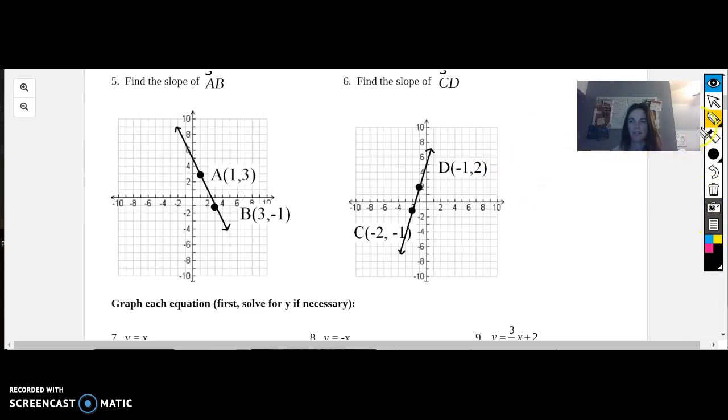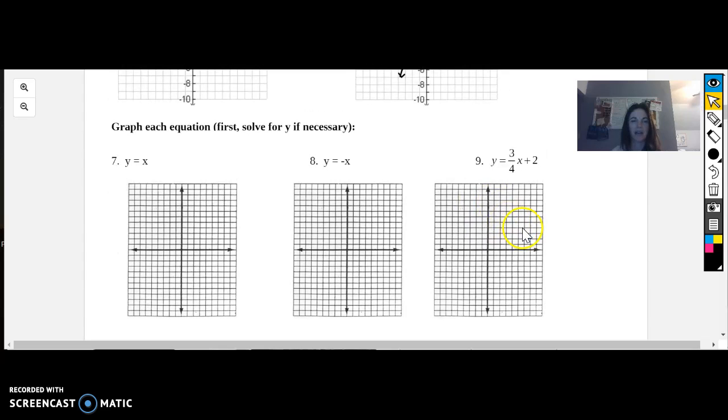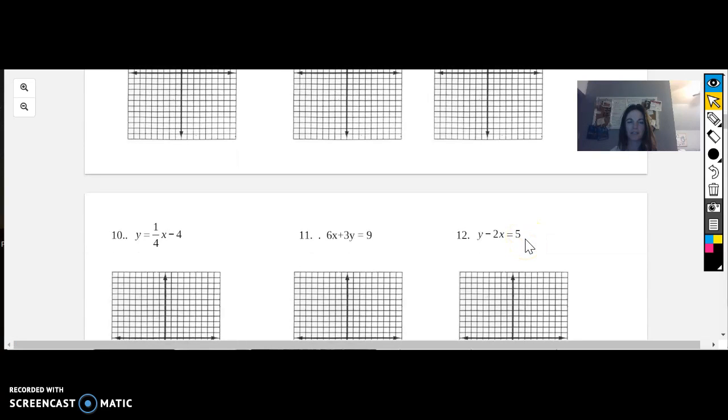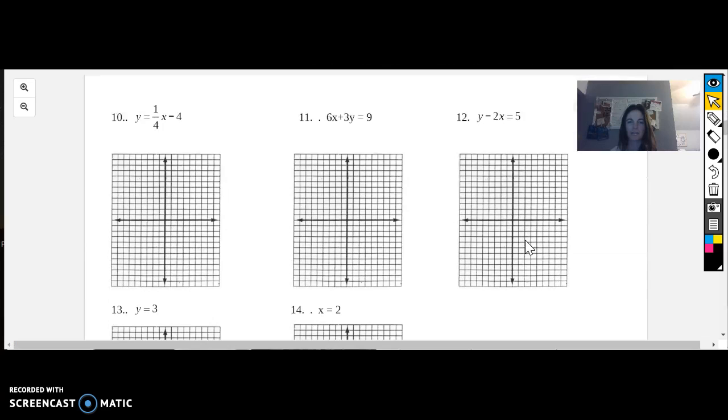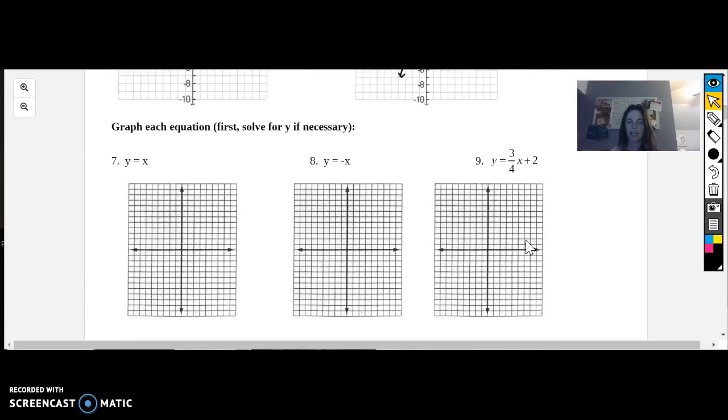Okay. And let's scroll down. Let's see, graph each equation. I'm going to do, there's a bunch here to do, which is great. I'm going to do number 9. Okay. So this is presented to me in y equals mx plus b, which is great.